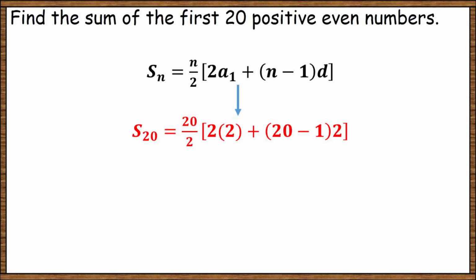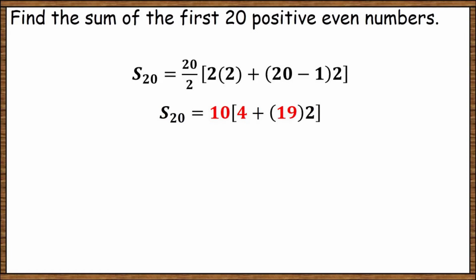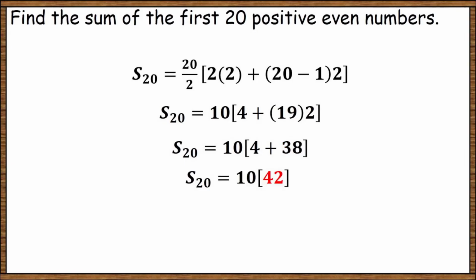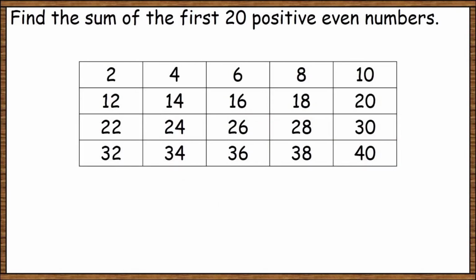Substitute na natin ang mga given. S sub 20 is equal to 20 over 2 times the quantity 2 times 2 plus the quantity 20 minus 1 times 2. S sub 20 is equal to 10 times the quantity 4 plus 19 times 2. S sub 20 is equal to 10 times the quantity 4 plus 38. S sub 20 is equal to 10 times 42. S sub 20 is equal to 420. Ibig sabihin, 420 is the sum of the first 20 positive even numbers. Nakikita natin ang listahan ng first 20 positive even numbers.